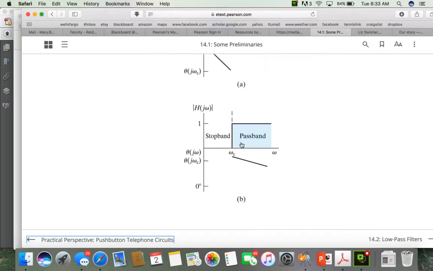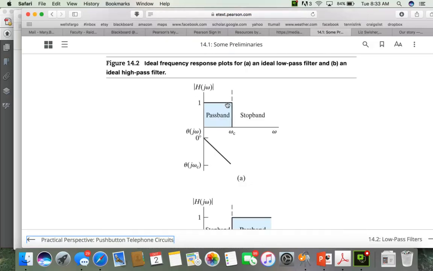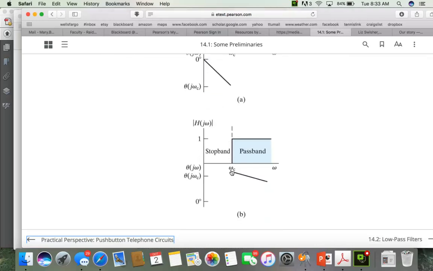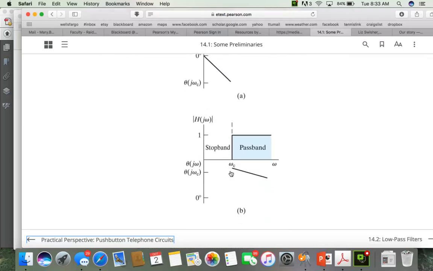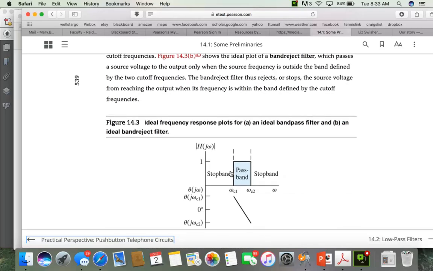ωC here is referred to as the cutoff frequency. So all filters would have a cutoff frequency. In the low pass, ωC would be the upper limit. In the high pass, ωC would be the lower limit. In the band pass, you actually have two cutoff frequencies, a lower and an upper, that define the pass band.